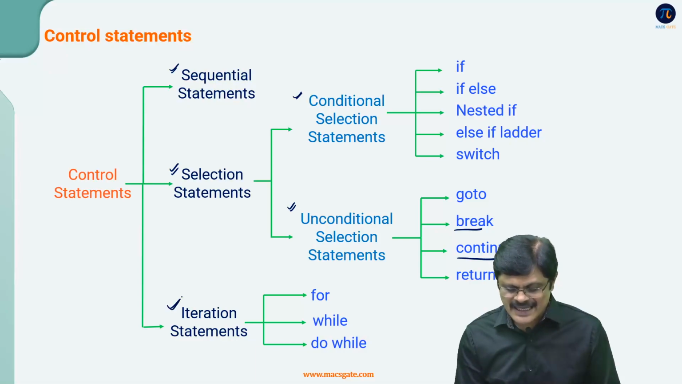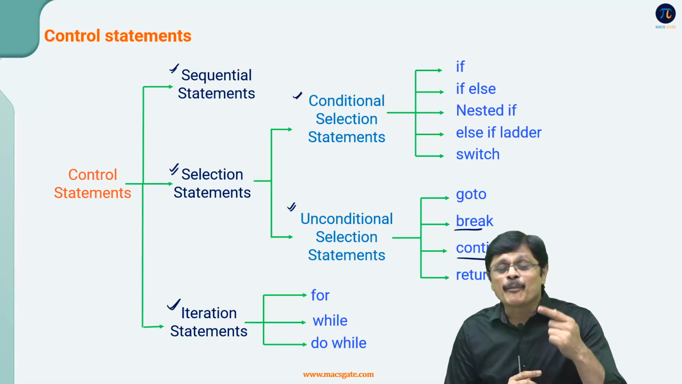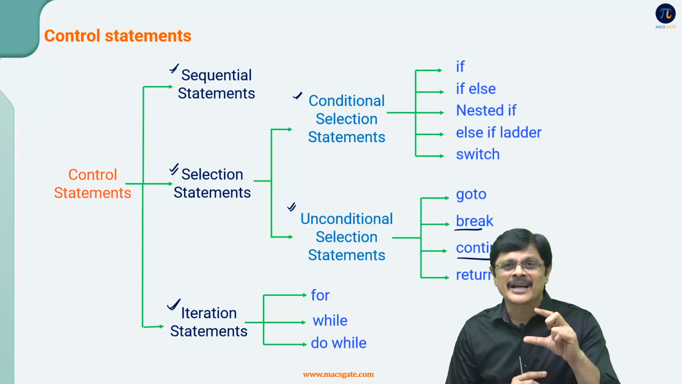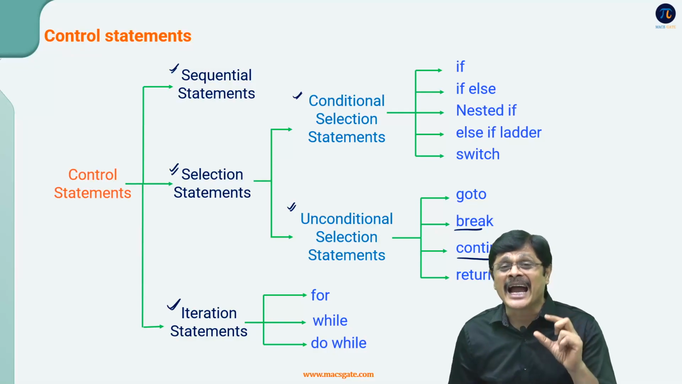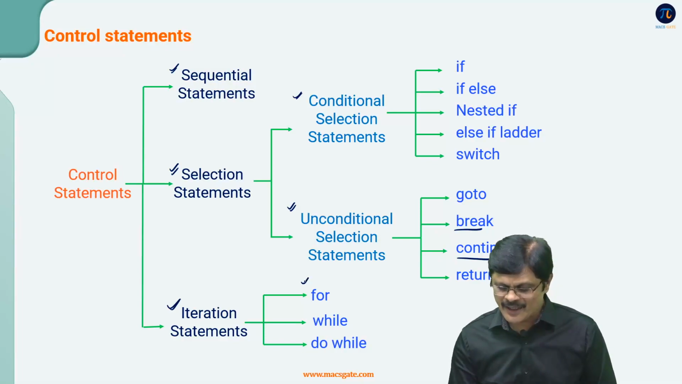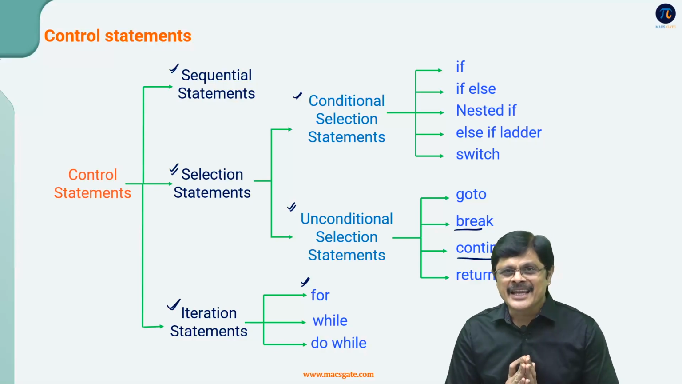And we have the iteration statements. See, iteration statements repeat some portion of the program. That is, if you want to repeat some part of the program, we are going to use iteration statements or the loop statements. And what are the main loop statements we are having? For loop, while loop and do while loop. Now, let us discuss each of these topics in a detailed manner.